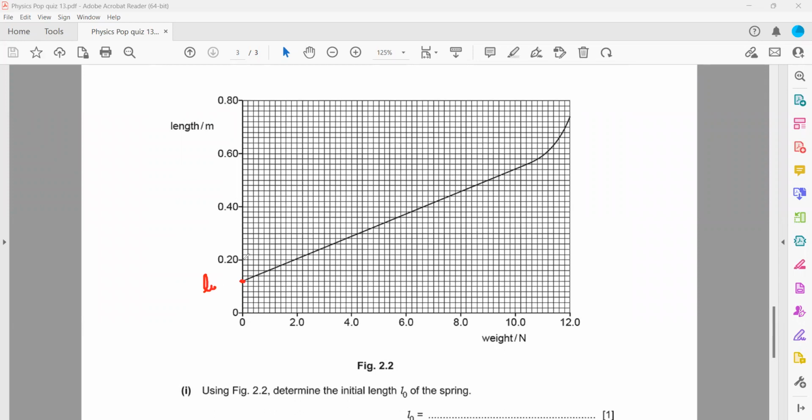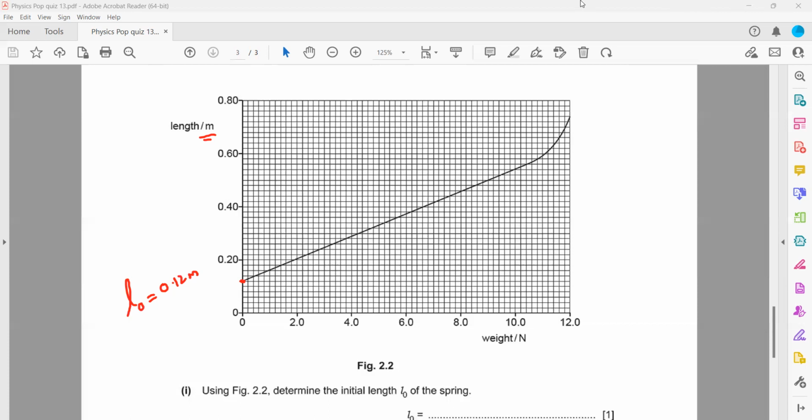So 10 boxes equals 0.2, so each box equals 0.02. So this will be 0.02, 0.04, 0.06, 0.08, 0.1, and 0.12. So this L0, according to the graph, should be equal to 0.12 meter. Because the length is given in meters, the unit is meters. Is this one clear? Yes, it's clear. Okay.